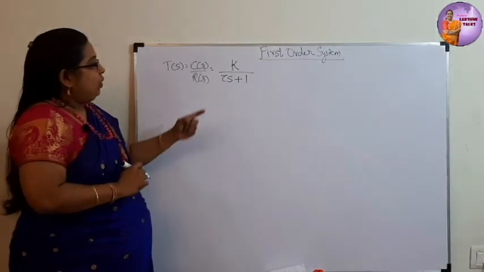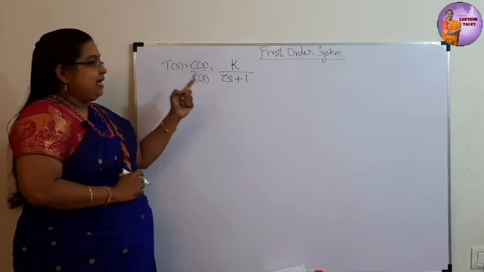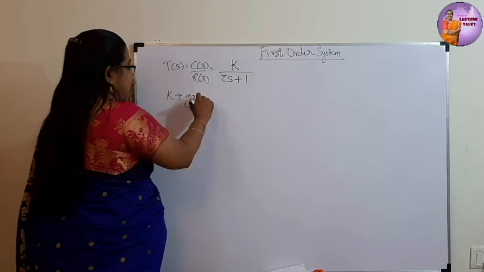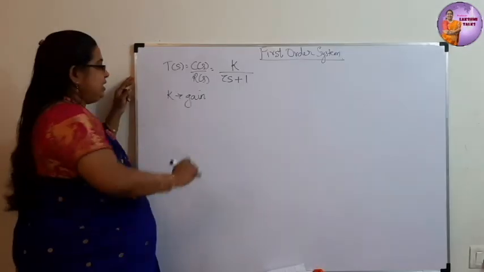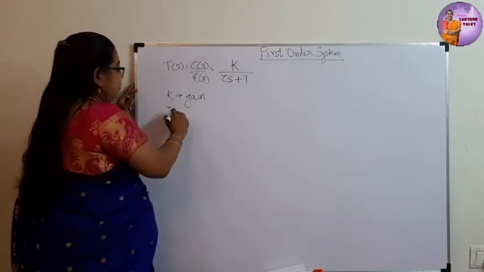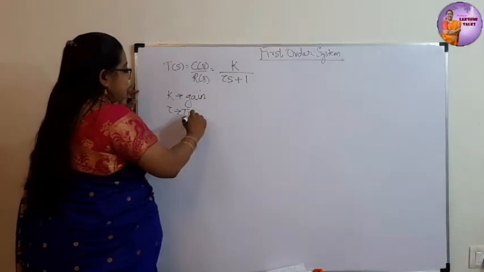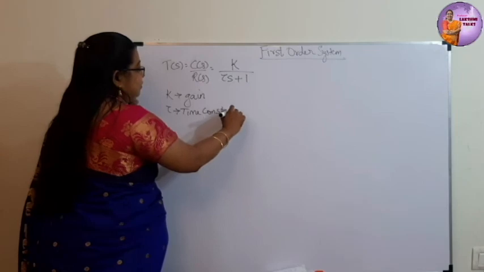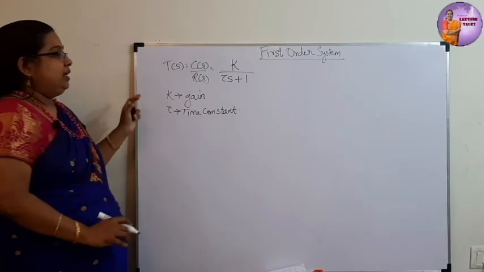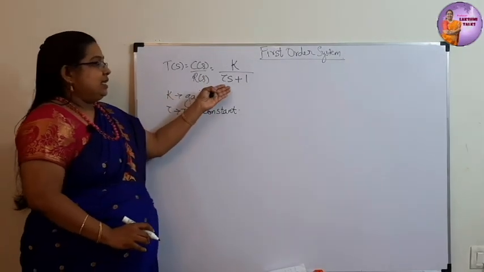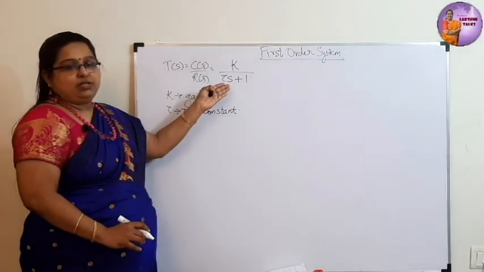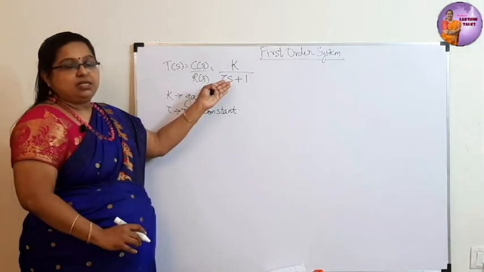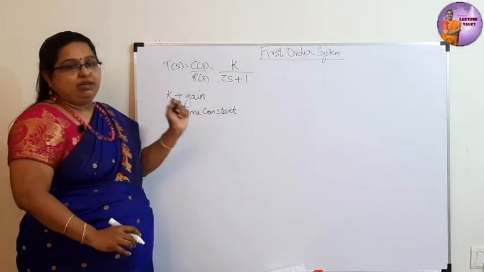Okay, now what are these k and tau? K is nothing but the gain of the system. It is also called steady state gain or DC gain, and this tau is nothing but time constant. Okay, right. So with this standard form of a first order system, let us see how this first order system responds when a unit step input is given to it.